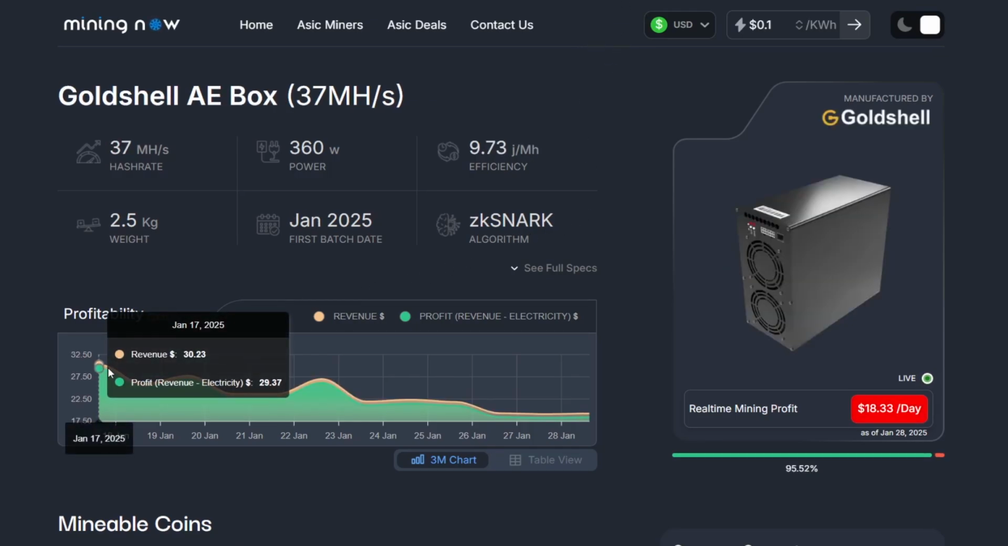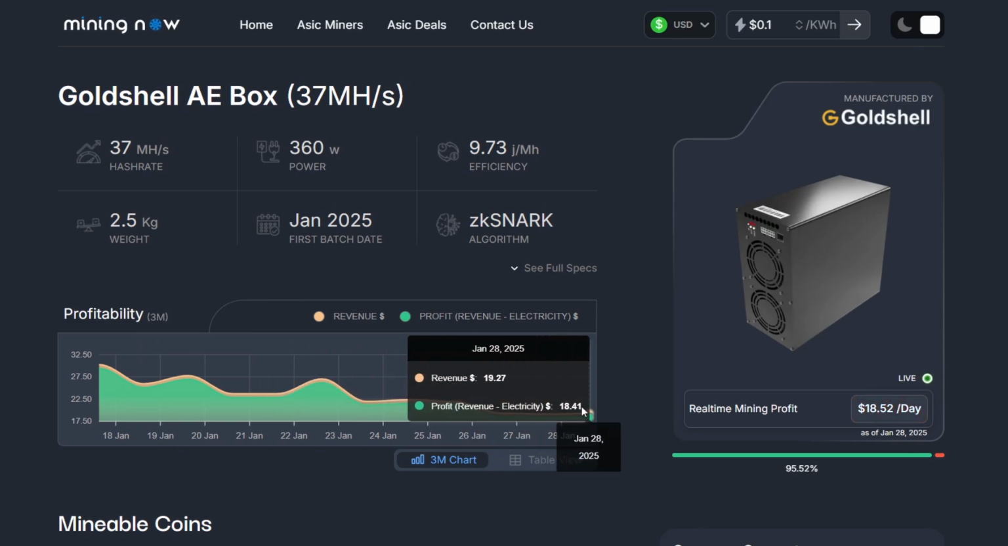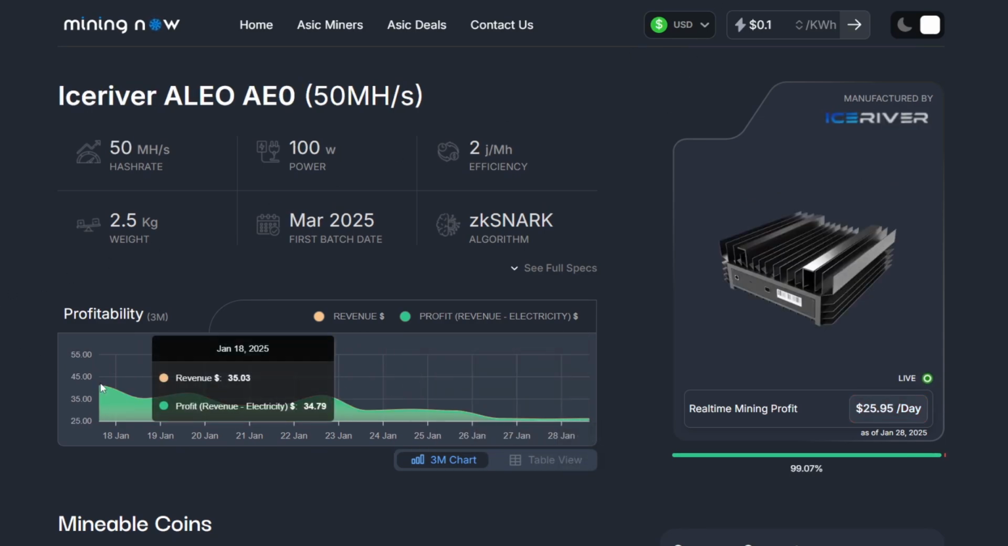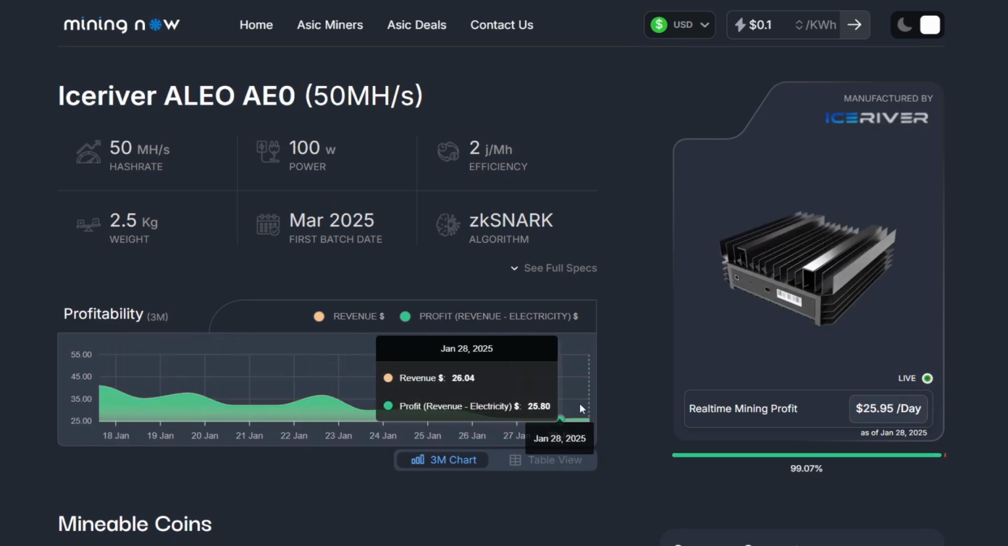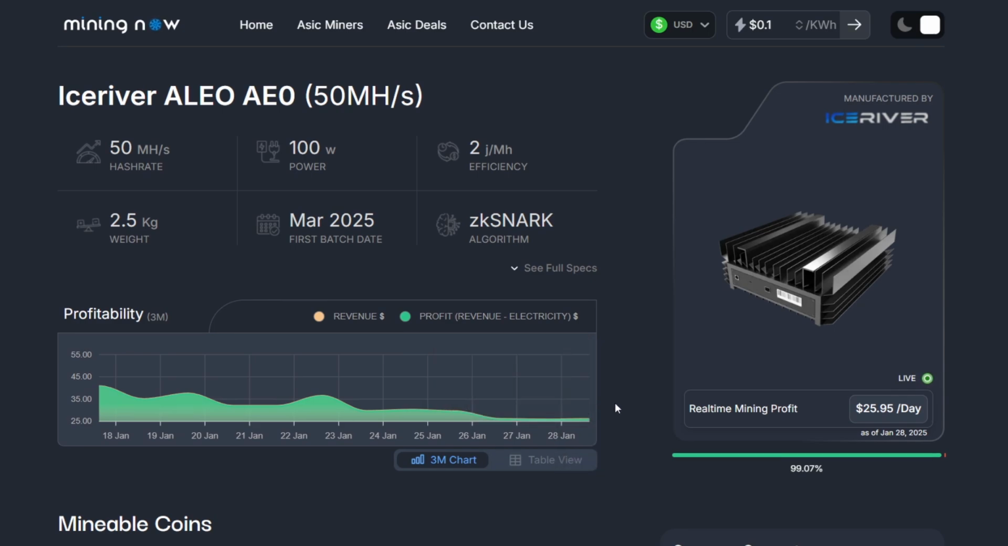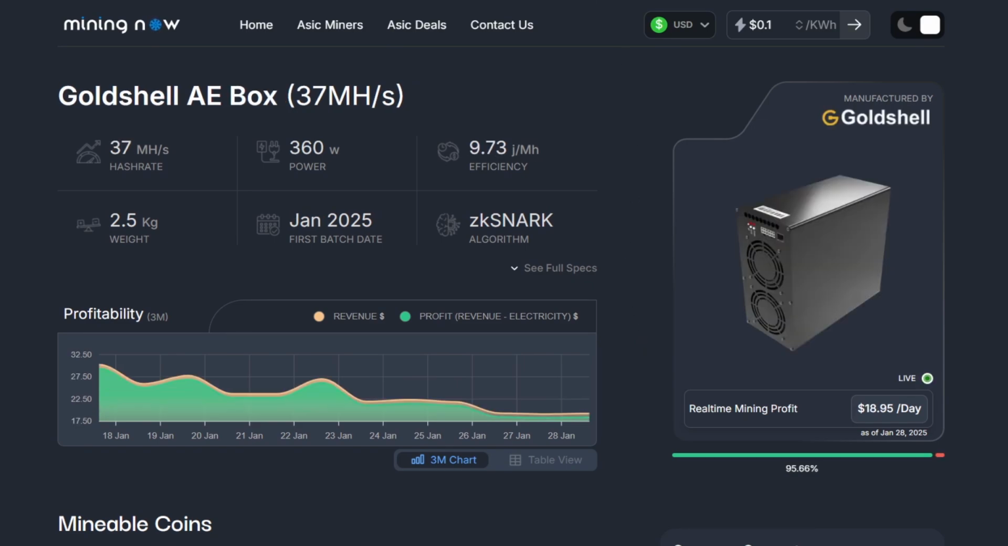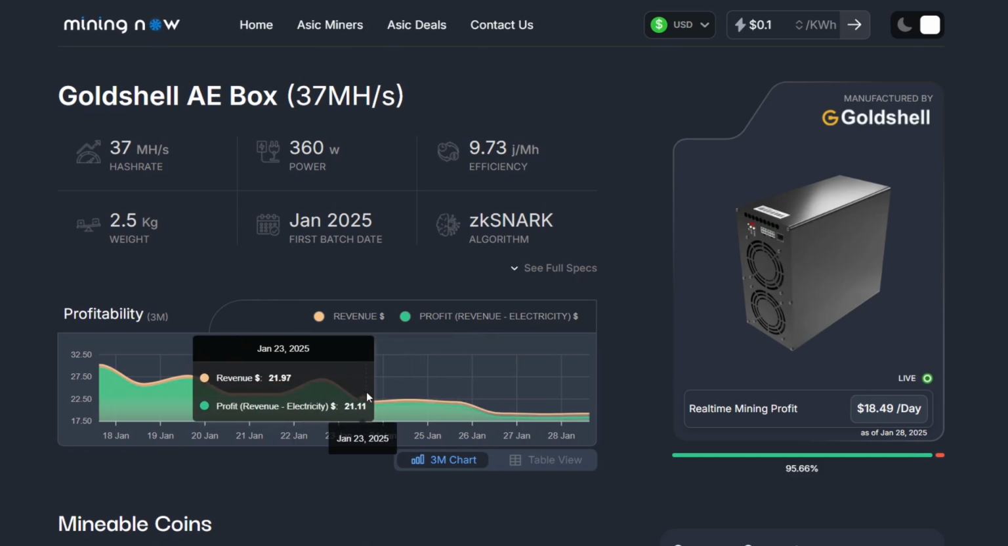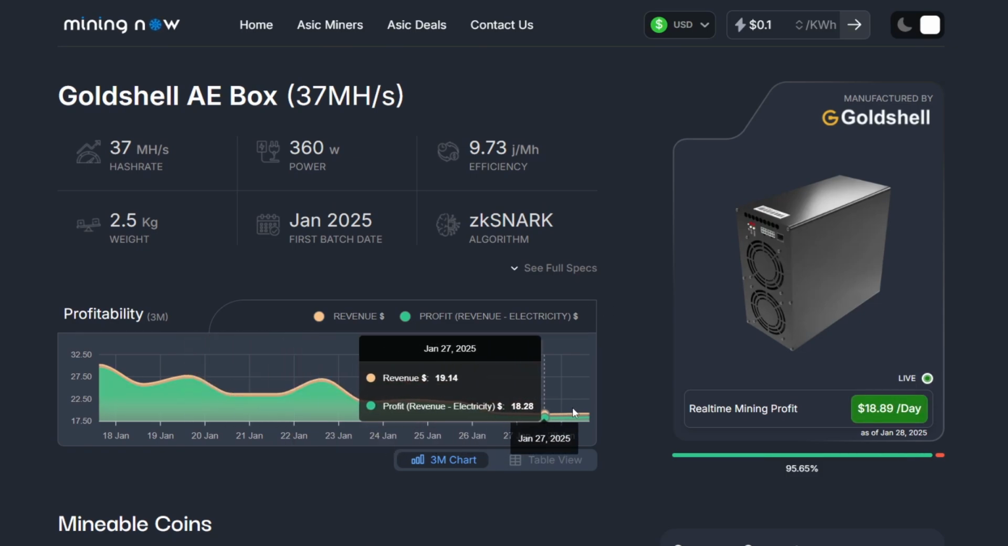And the profitability has dropped dramatically since then. Even when they announced on the 17th of January, the revenue was at $30, and now the revenue's all the way down to $20. And with the Ice River, it was at around $40, and it's all the way down to $26 now. As soon as that kind of hash rate starts to be tested and hit the network, people that got their allocations for these AE boxes early are going to make a lot of money. And you can already see that there's a lot of them hitting the network due to the profitability going down.